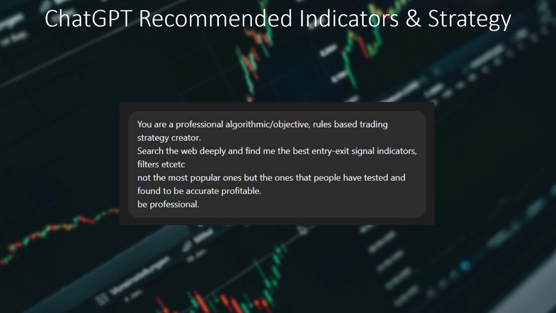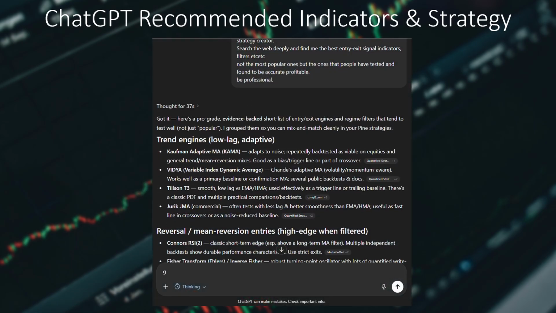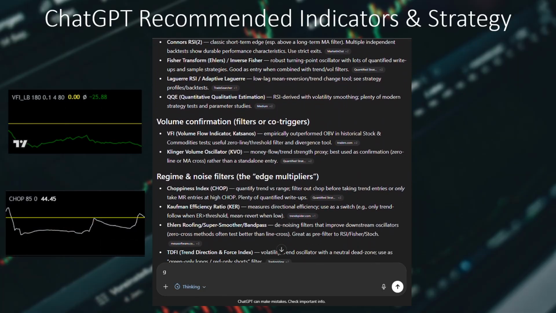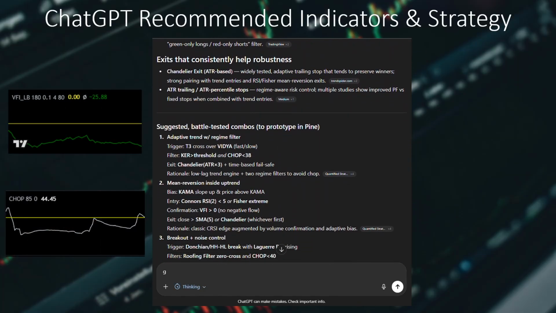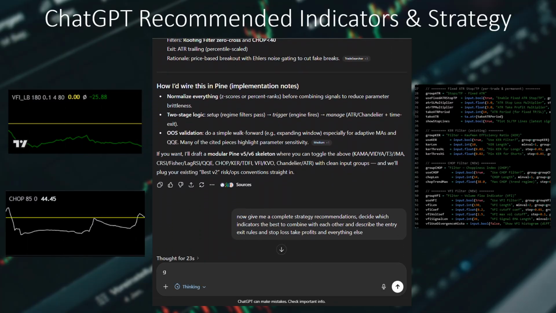Recently, I asked ChatGPT to find me the best entry signal, exit signal, and best filter indicators. It gave me a few interesting ones that I never heard of before, so I decided to try them out and make a strategy script out of it and see how good it is.